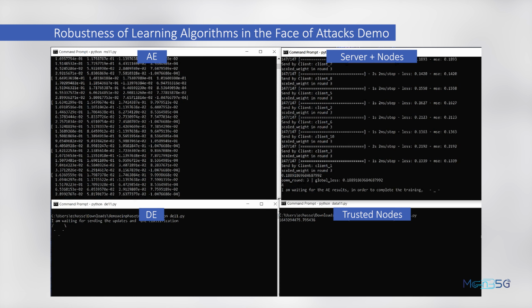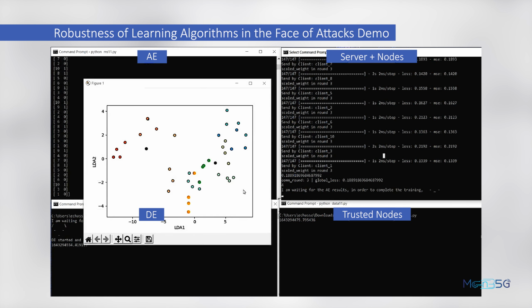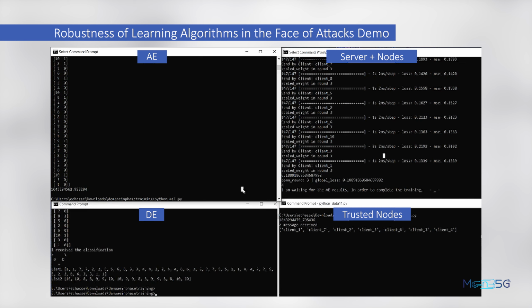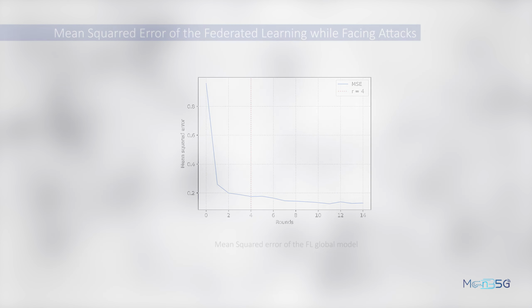The decision engine classifies the output of the analytic engine into two clusters using the k-means clustering algorithm. It results in two different lists of federated learning clients, one for the trusted and the other for the untrusted federated learning clients. The federated learning server continues the training with trusted clients only.